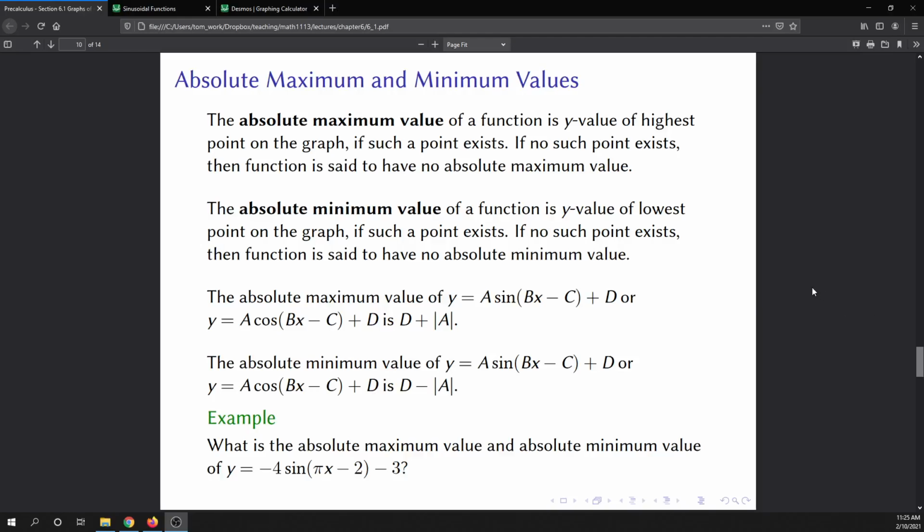All right, in this video, we are going to talk about absolute maximum values and absolute minimum values. So the absolute maximum value of a function is the y value of the highest point on the graph, if such a point exists.